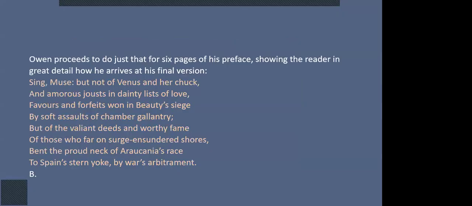Right? We have also here that Owen proceeds to do just that for 6 pages of his preface, showing the reader in great detail how he arrives at his final version. And then he describes it, step by step. You can see here how he goes about providing first a literal translation, and then he performs some adaptation to that in order to include some of the elements he managed to communicate into English, right?